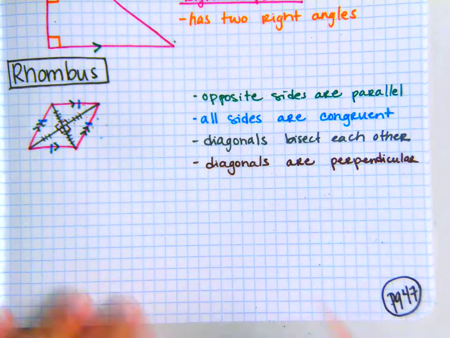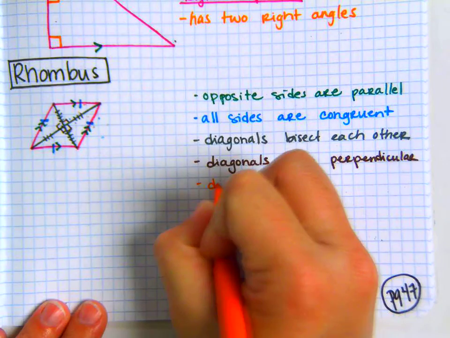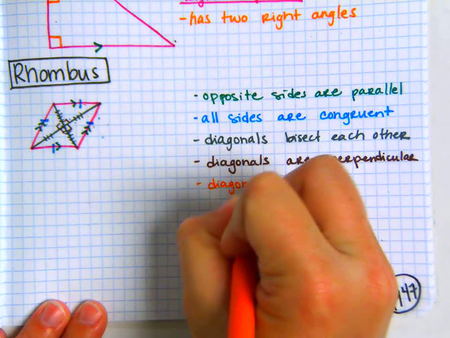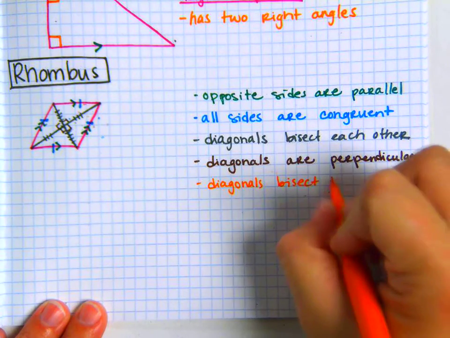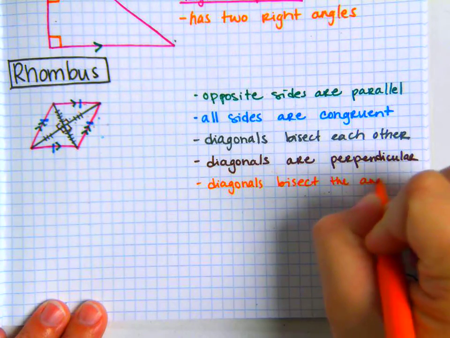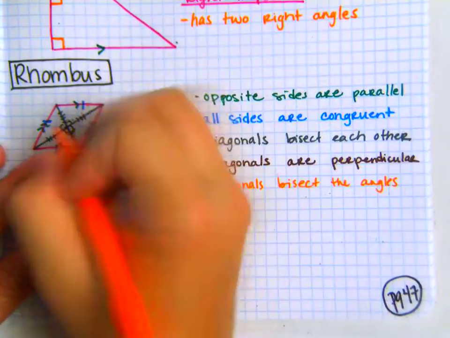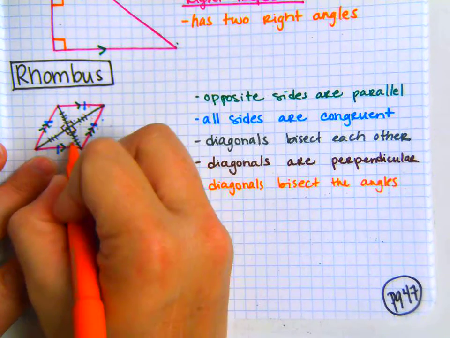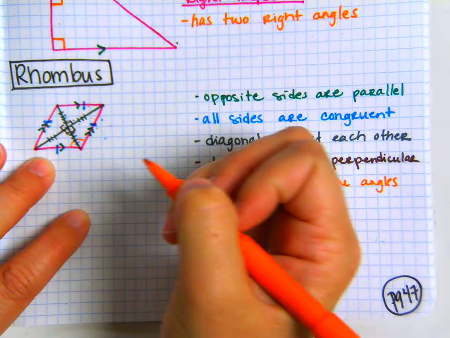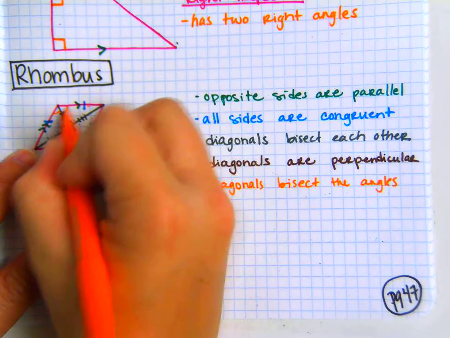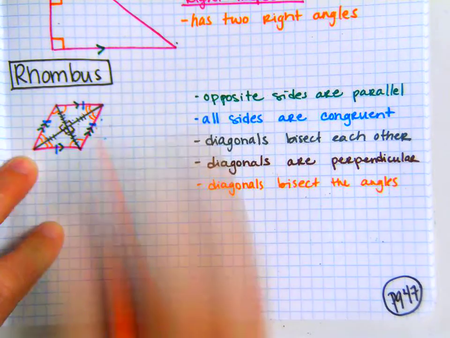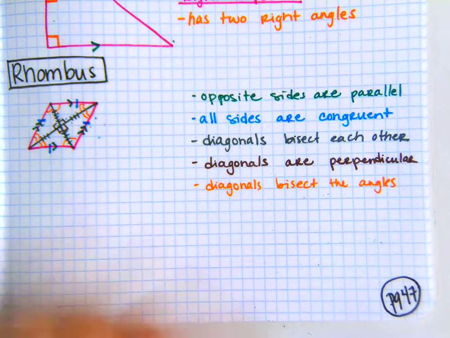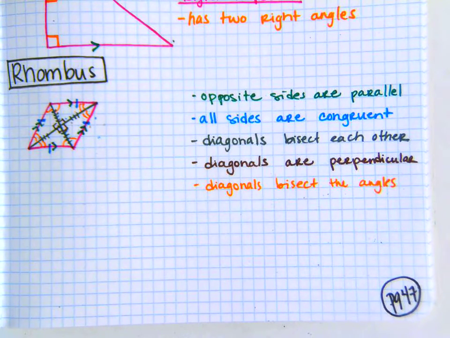And then the last property is diagonals bisect the angles. So what that means is when you take this diagonal, it bisects this angle, and those are the same, and then it bisects this angle, and those are the same. Okay, so I know we have a lot of markings there. Hopefully you can see what's going on.